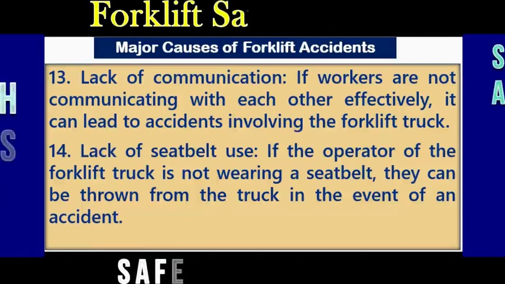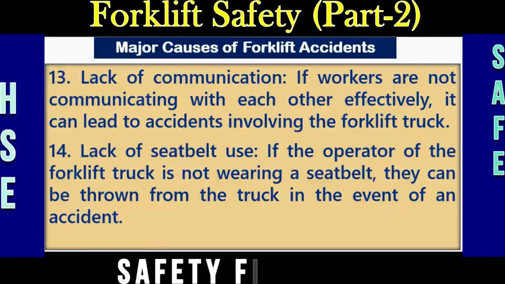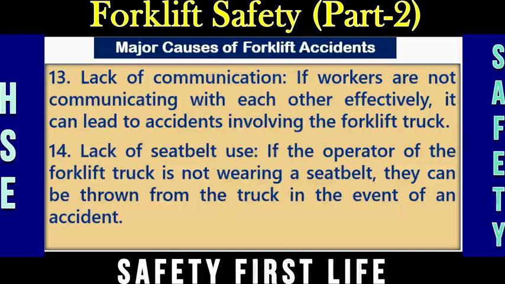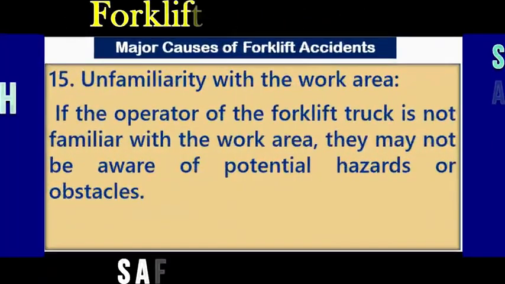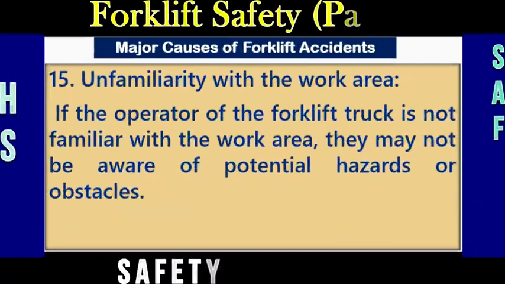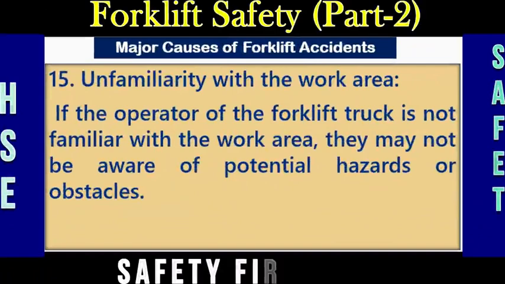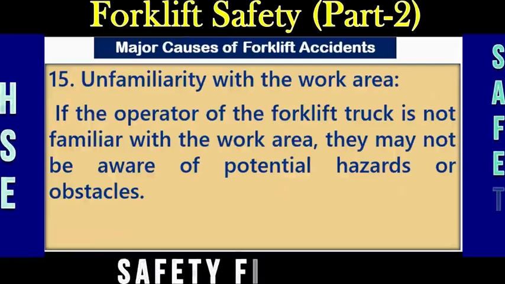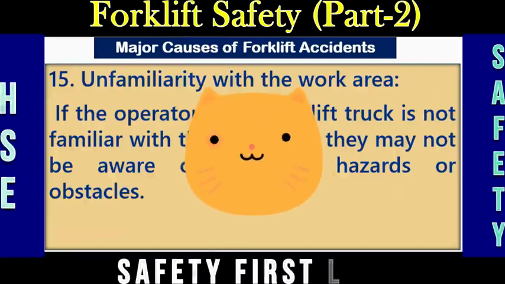Number 14, lack of seat belt use. If the operator of the forklift truck is not wearing a seat belt, they can be thrown from the truck in the event of an accident. And hazard number 15, unfamiliarity with the work area. Dear friends and fellows, if the operator of the forklift truck is not familiar with the work area, they may not be aware of potential hazards or obstacles. Unfamiliarity may lead to a workplace accident involving a forklift truck.